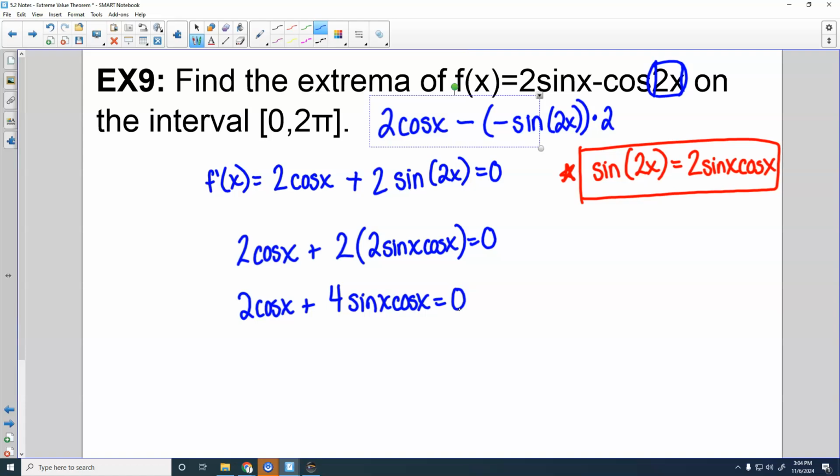What are we going to do there? It is better to pull out a cosine x. If you move the 2 cosine x to the other side and divide by cosine, you're going to lose one of the answers. So it's best to do a GCF here. You can pull out just a cosine x or a 2 cosine x. It doesn't matter here. I think I'll take a 2 cosine x. And so it'll be 1 plus 4 sine x equals 0.